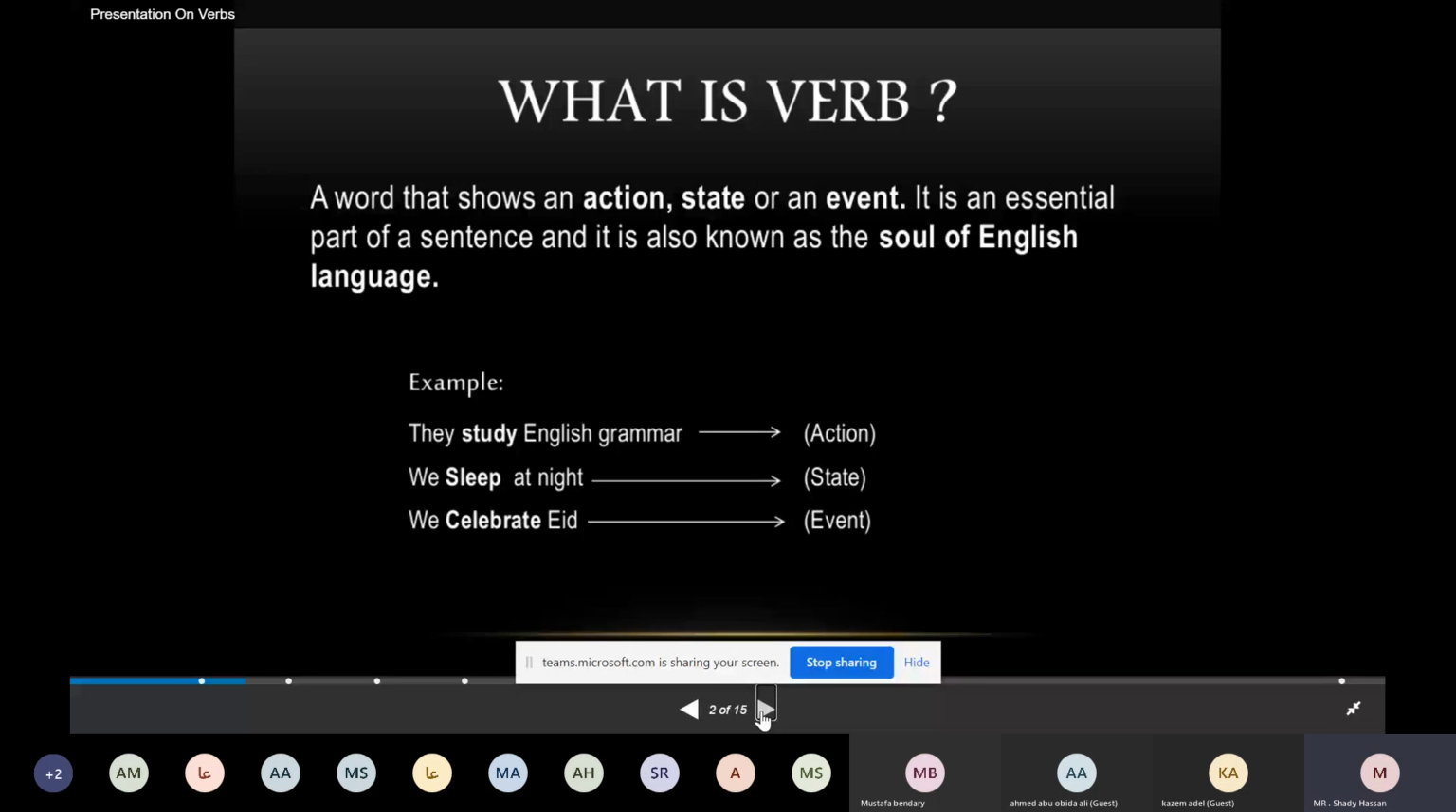We sleep at night. Actually, the word sleep does not express an action. That's why it's a stative verb. We celebrate Eid. Celebrating here is expressing an event.